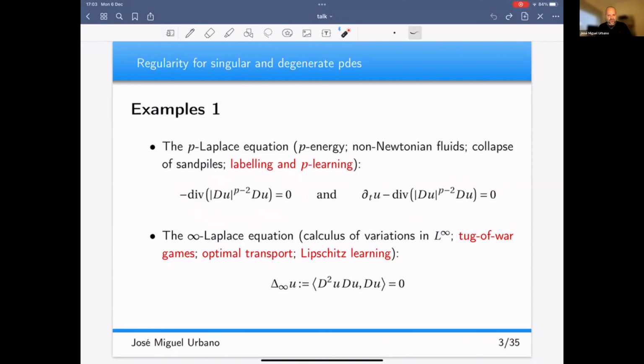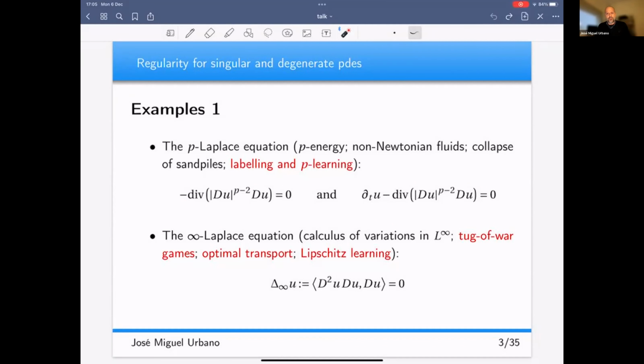and the parabolic case. And the equation is degenerate when P is greater than 2, because at points where the gradient is 0, the modulus of ellipticity vanishes. And for P less than 2, the modulus of ellipticity blows up at points where the gradient is 0. So we say that the equation is singular. Of course, the case P equals 2 is the case of the Laplacian.